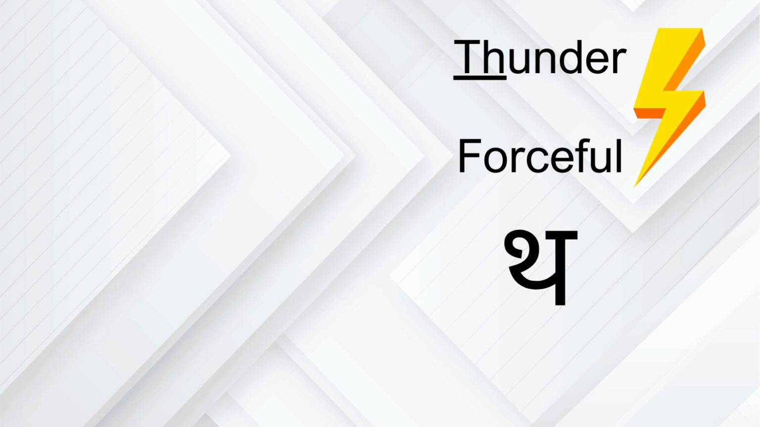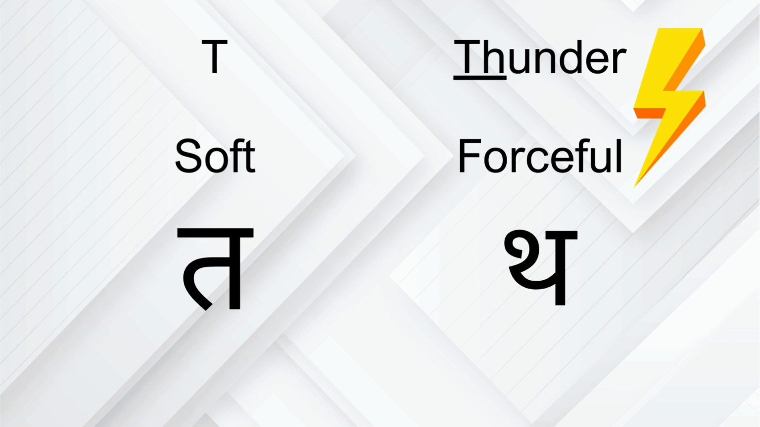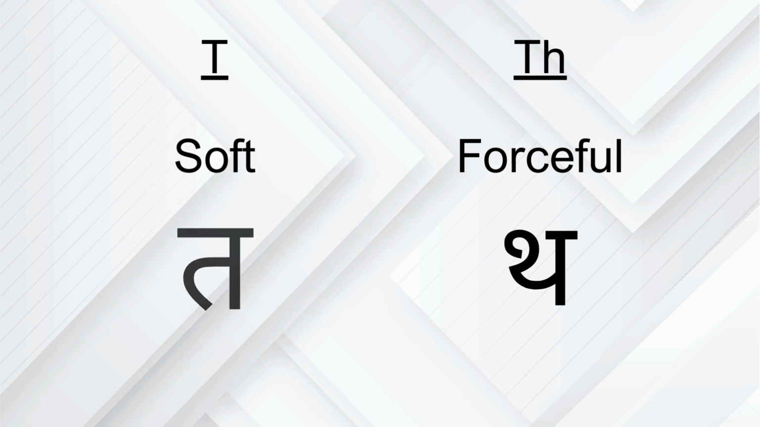Th sound in thunder is written as Th. When we say this in a softer way, it is Th. Notice the difference. Th, Tha. Th, tum. Tha, thum. Th, tel. Th, thali.